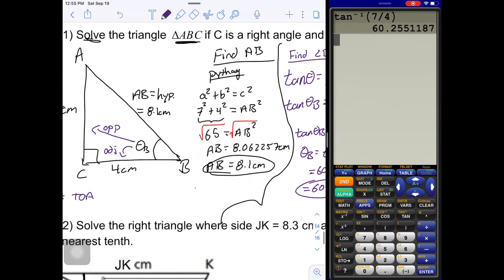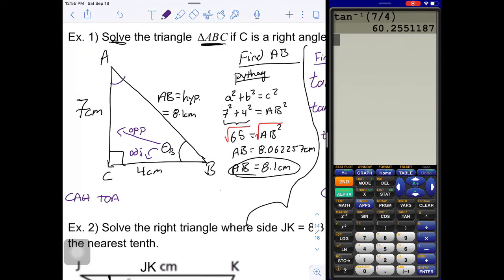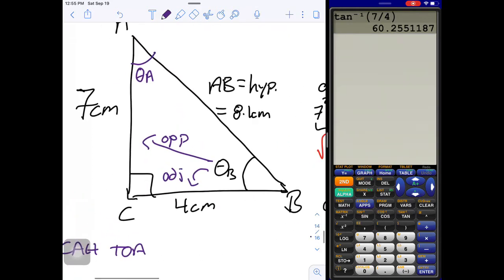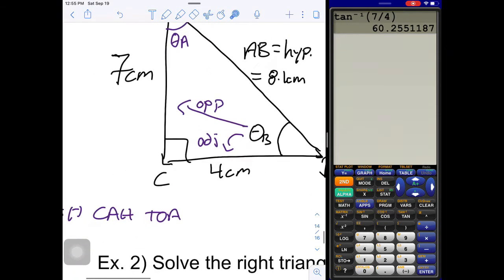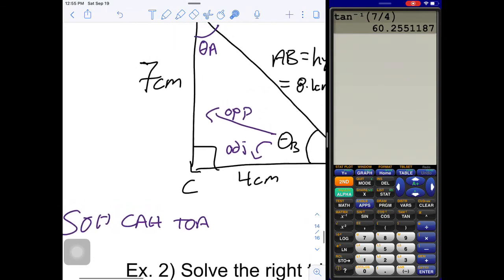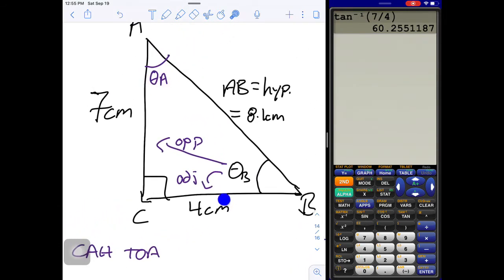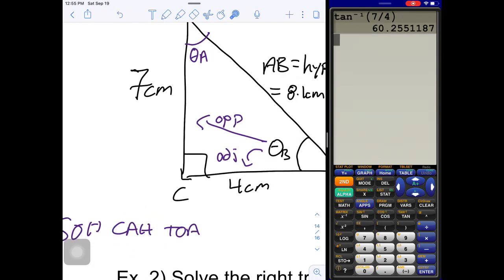Now, we've found angle B. How can we find angle A? Well, we could do another trig ratio, right? We could really do any of these SOHCAHTOA. We could use sine because we have opposite and hypotenuse. We could use cos because we have adjacent and hypotenuse. And we could use TOA because we have the opposite, which is 4, and the adjacent, which is 7.